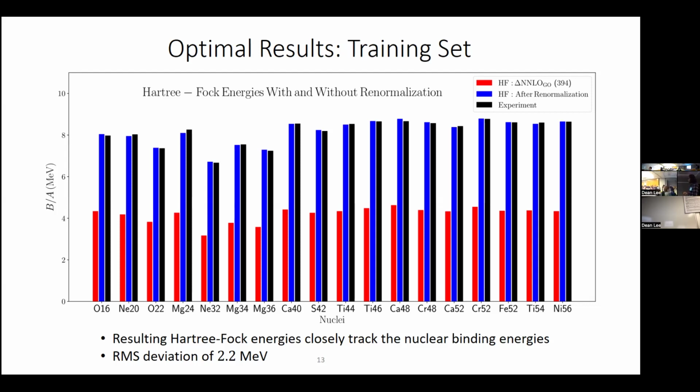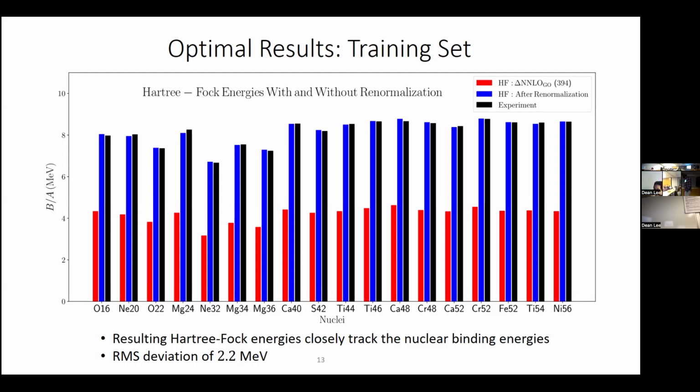And we see that in each of these cases, for each of these nuclei, we are missing about half of the binding per nucleon. So about 4 MeV of binding is missing. And in the blue bars, the second bar for each nucleus, we see that after renormalizing these LECs as described in the previous slides, the Hartree-Fock energy tracks very closely the true binding energy.